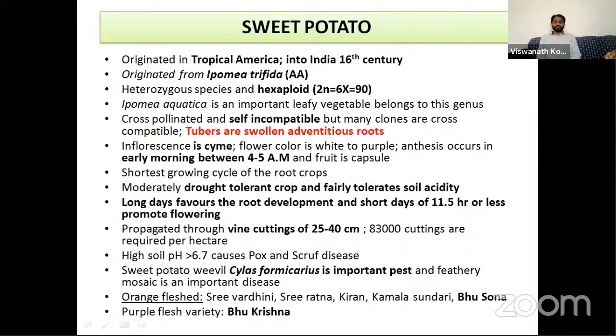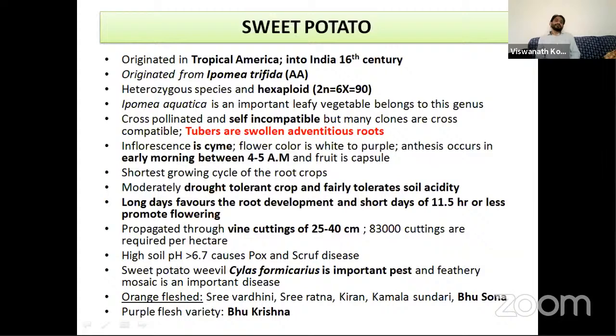The tubers in the sweet potato are the swollen adventitious roots, and the inflorescence is the same; flower color is white to purple. And the most important difficulty in sweet potato breeding is that anthesis occurs in the early morning, 4 to 5 days. So you have to do hybridization before the opening of the flower. That means you have to go to the field early morning, 3 o'clock, and do pollination at that time. So that is a major difficulty in breeding of the sweet potato.